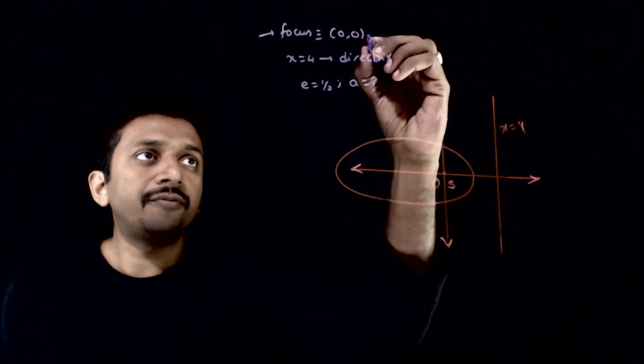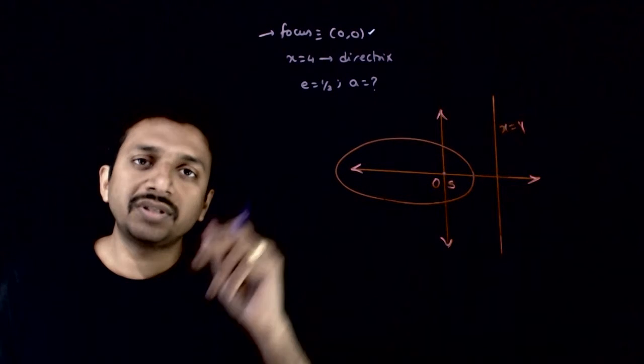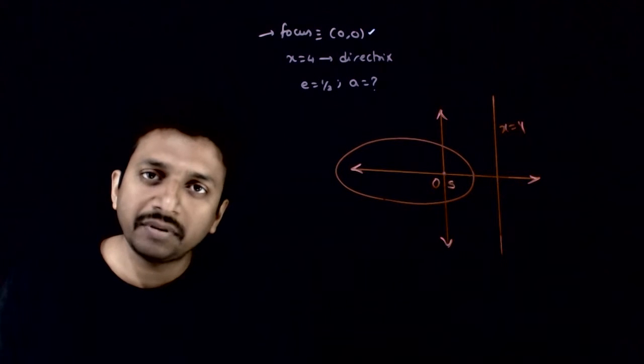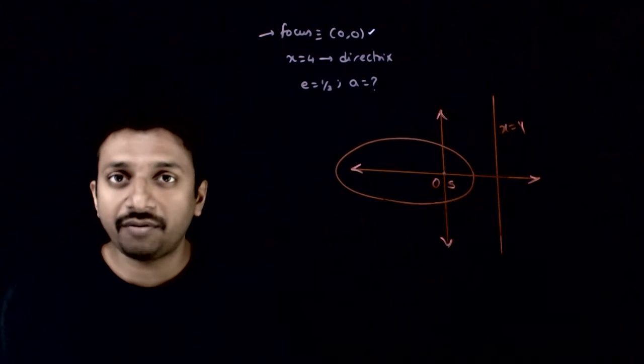So in this question, you're given that the focus of the ellipse is (0, 0), the origin, and x = 4 is the directrix. The eccentricity is equal to half. You're asked to find the semi-major axis, that is the value of a. A very straightforward question.